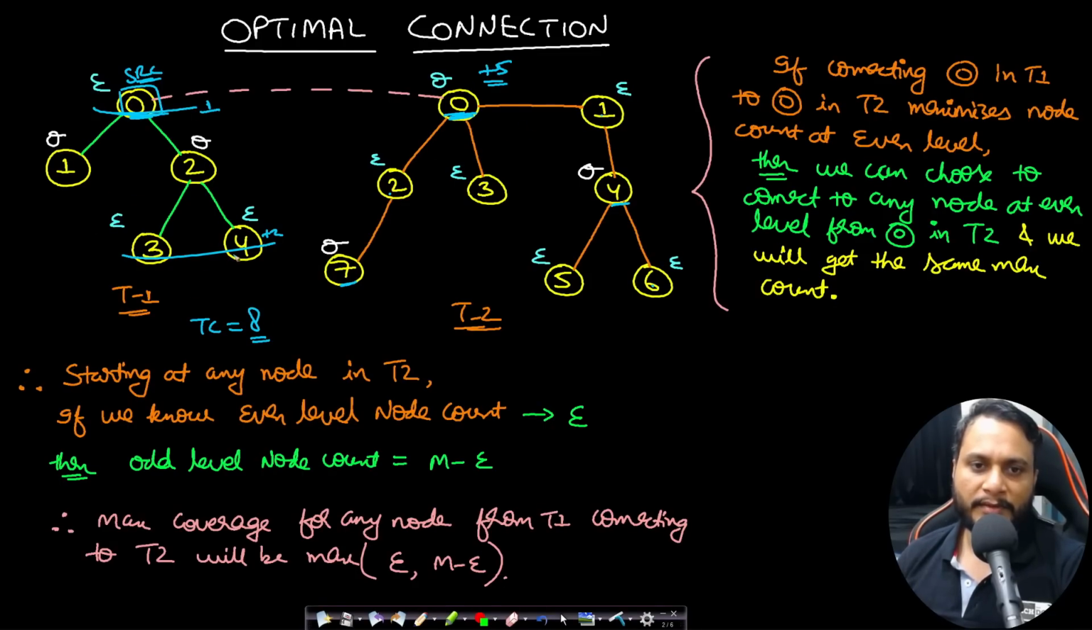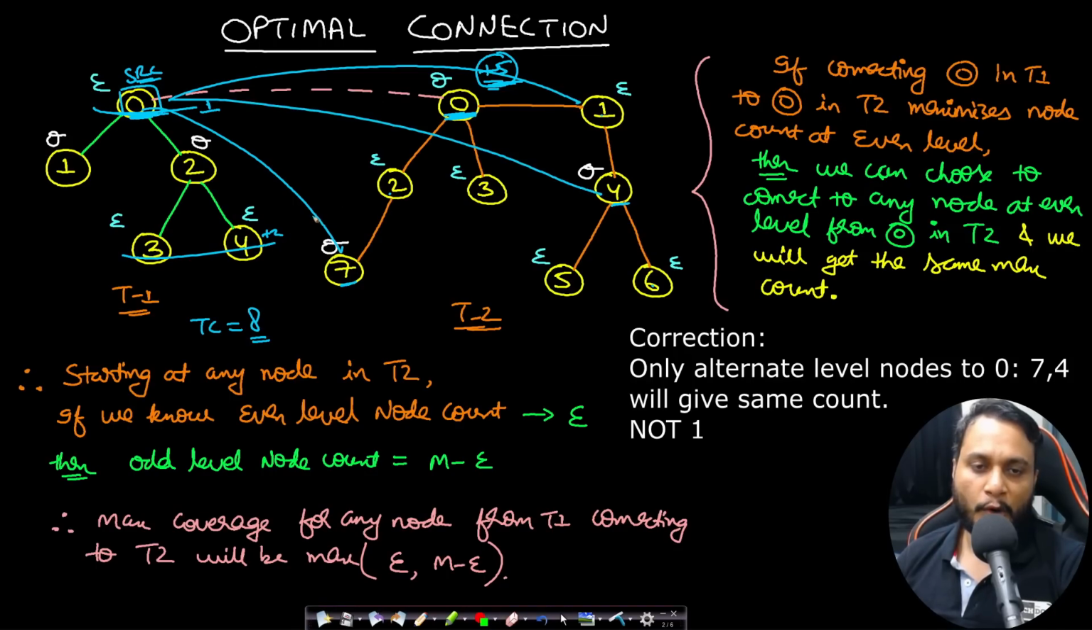3 plus 5, right? Now how do I know if this 0 is connected to the optimal node in tree 2? Well, if this 0 was connected to the node 0 in tree 2, and whatever count you got, let's say you got count +5, then you will get the same count even if this 0 was connected to this 7 or this 1 or this 4. All of them will give you the same count.